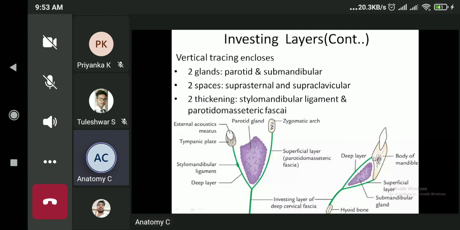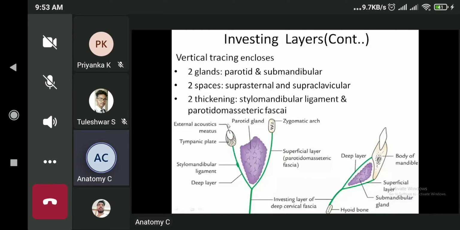In the case of the parotid gland also, the investing layer of deep cervical fascia splits to form the superficial layer and the deeper layer. Here also the superficial layer moves upward, covering the superficial surface of the parotid gland, and finally gets attached to the lower margin of the zygomatic arch. Remember the zygomatic arch. The superficial layer gets attached to the lower margin of the zygomatic arch, while the deeper layer is attached to the external acoustic meatus.